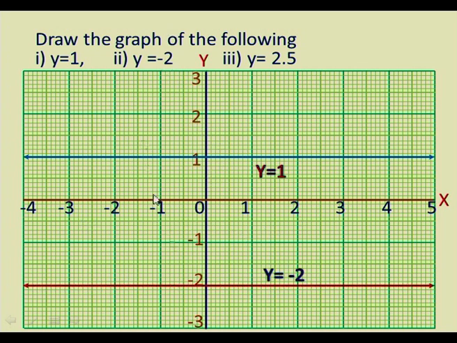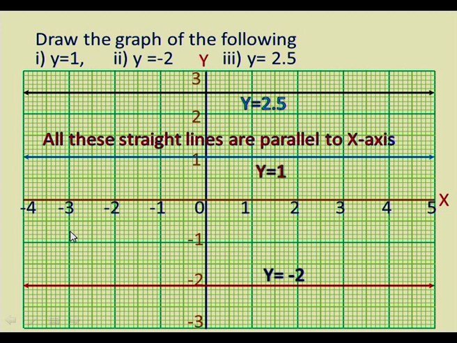Now, y is equal to -2 is the line passing through the -2 value of y, and that particular line is parallel to x axis. Similarly, you see one more line, that is y is equal to 2.5. Now, let us check whether all these lines are parallel to x axis or not. Yes, see this, all are parallel to x axis.